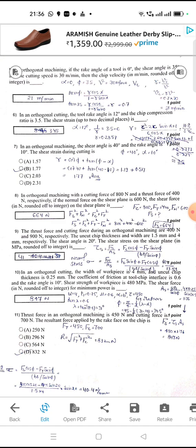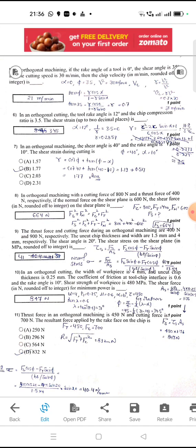So formula is already written on the solution. So you will get the normal stress is 41. See the formula and solution. In question number 10, here all values are given. Thickness is given, chip thickness, chip width is given, mu 0.6 is given, means coefficient of friction, alpha is given 10 degree, and the shear strength is 480 megapascal.